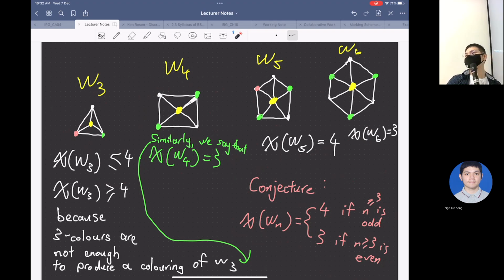Okay. A question on this graph coloring, chromatic number.